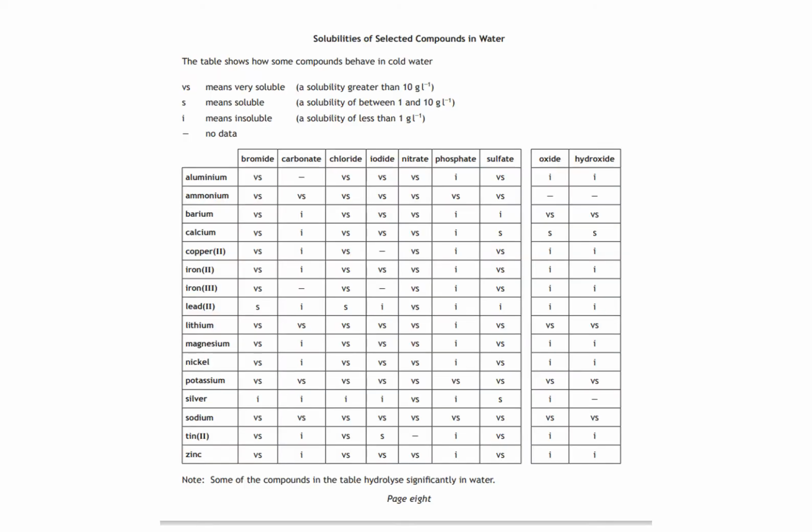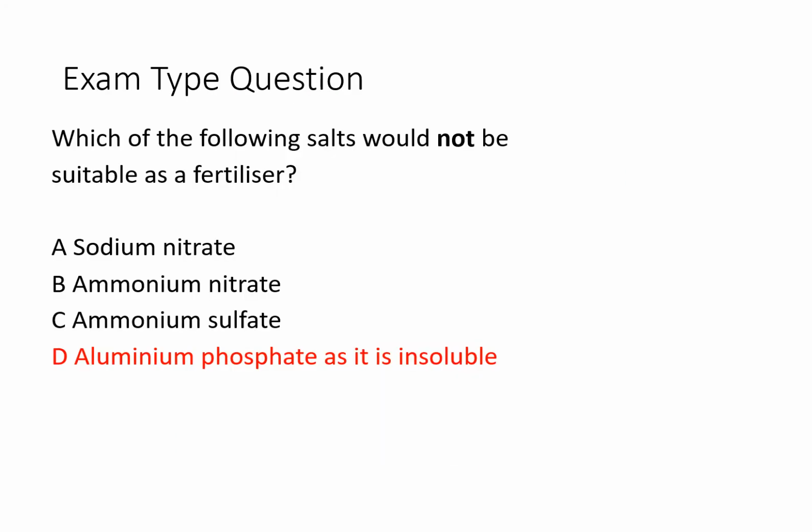If you look up each of the compounds in question, you go down to aluminium, along to phosphate, and you see that that is insoluble. Now because it's insoluble, that's going to be the answer. It's not suitable as a fertiliser.